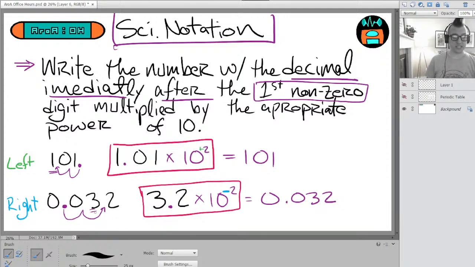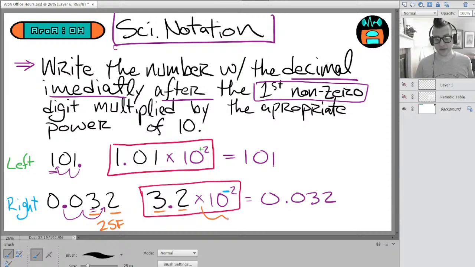And so one of the things you can see in 0.032, this number has two significant figures. We've got our two non-zero digits. This 0 is not to the right of the decimal and at the end of the number, so it's not significant, and neither of these zeros are between significant figures. So 0.032 has two significant figures, and 3.2 has two significant figures.